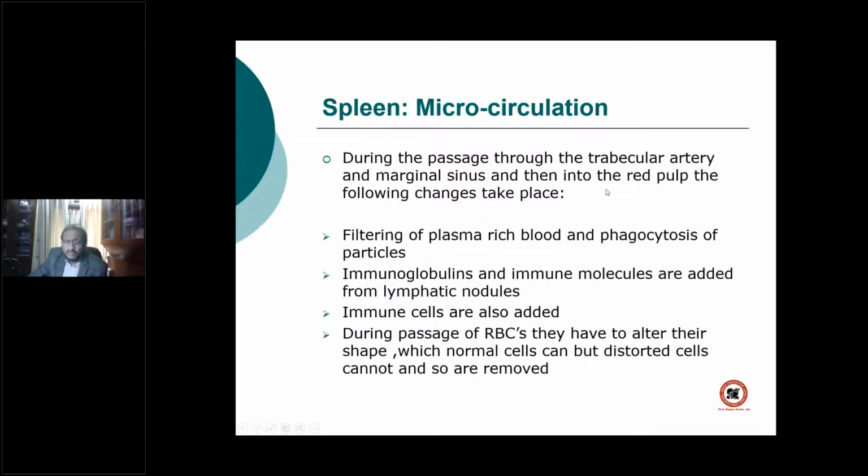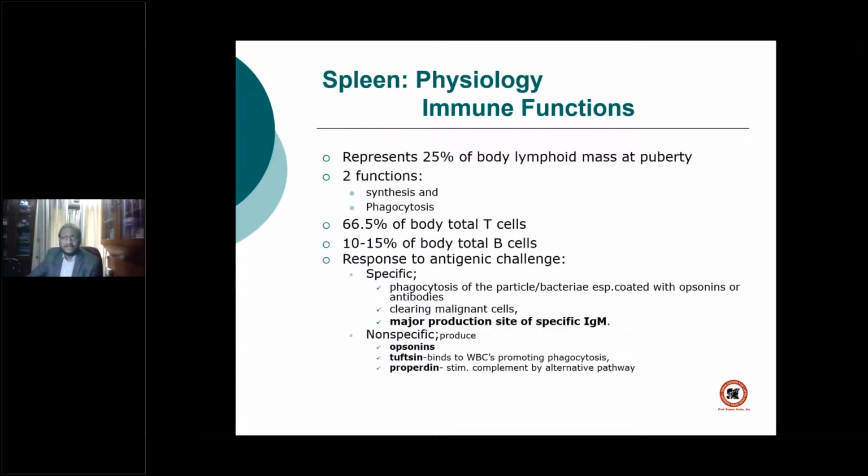Now, during the passage through the trabecular artery up to the marginal sinus and sinusoid, the blood, when it is coursing, is being subjected to a number of changes. What are the changes? Phagocytosis of the particles, filtering of the plasma-rich blood, and immunoglobulins and immune molecules, like for example opsonins, are added from the lymphatic nodule. Immune cells are added, and during the passage, RBCs have to alter their shape, and if they cannot alter it, they are distorted and will get filtered out.